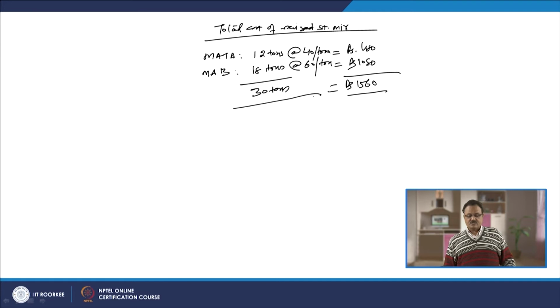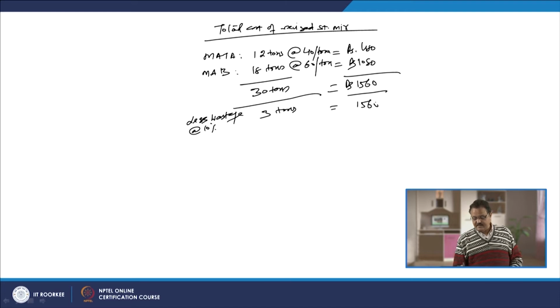So, this is the standard cost of revised standard mix. Revised standard mix is 30 tons, revised standard cost is 1560, and now out of this we will have to find out the standard rate. What you have to do here is less wastage. Wastage is at the rate of how much? 10%. So, this wastage at 10% is going to be how much? 30 minus 3 tons. The cost is going to remain the same. So, this is going to be 27 tons, and 3 tons is the wastage.